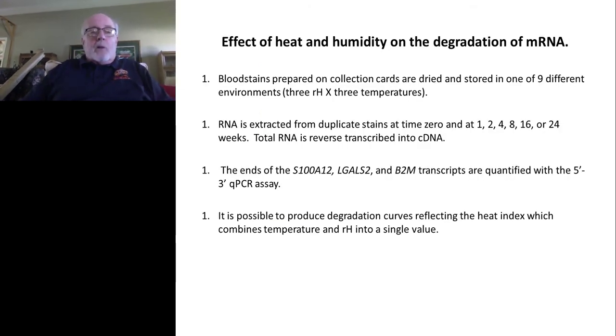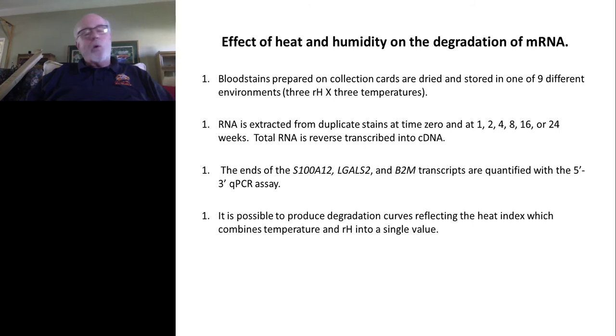So the experiment was as follows. We prepared blood stains on collection cards. And then a group of these stains was stored in one of 9 different environments, 3 relative humidities and 3 temperatures. At selected times, RNA is extracted from duplicate stains initially, and then at 1, 2, 4, 8, 16, or 24 weeks of storage in that condition.